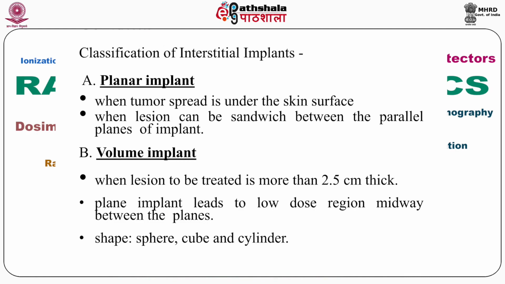Classification of interstitial implant. One is planar implant, when tumor spread is under the skin surface, when lesion can be sandwiched between the parallel planes of implant. And the second type is volume implant, when lesion to be treated is more than 2.5 cm thick. Plane implant leads to low dose region midway between the planes. Shapes like sphere, cube and cylindrical are possible.